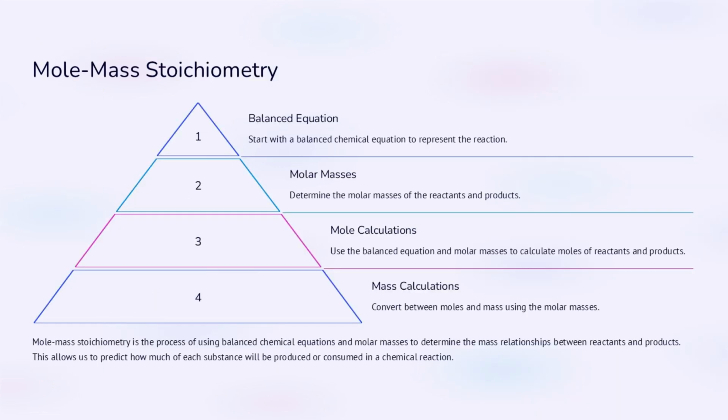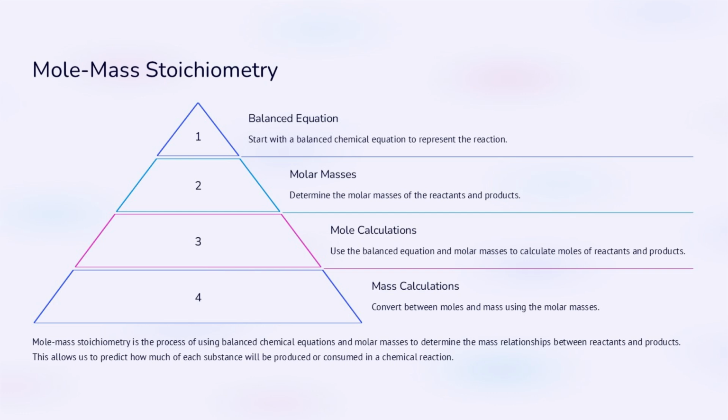The key steps in mole-mass stoichiometry are: start with a balanced chemical equation to represent the reaction. Determine the molar masses of the reactants and products. Use the balanced equation and molar masses to calculate moles of reactants and products.